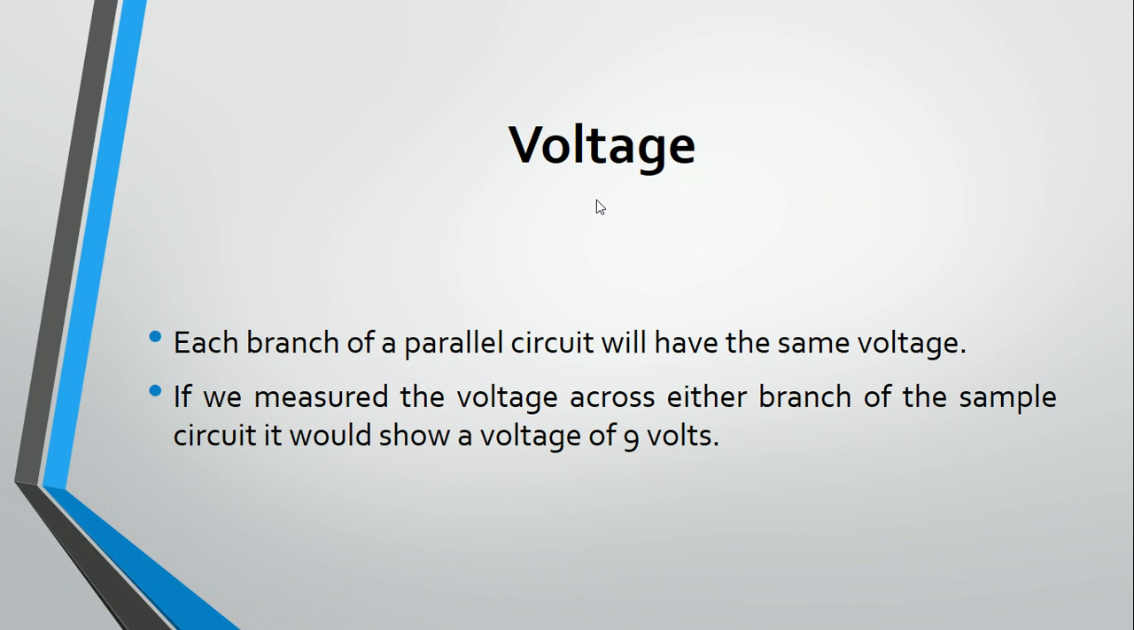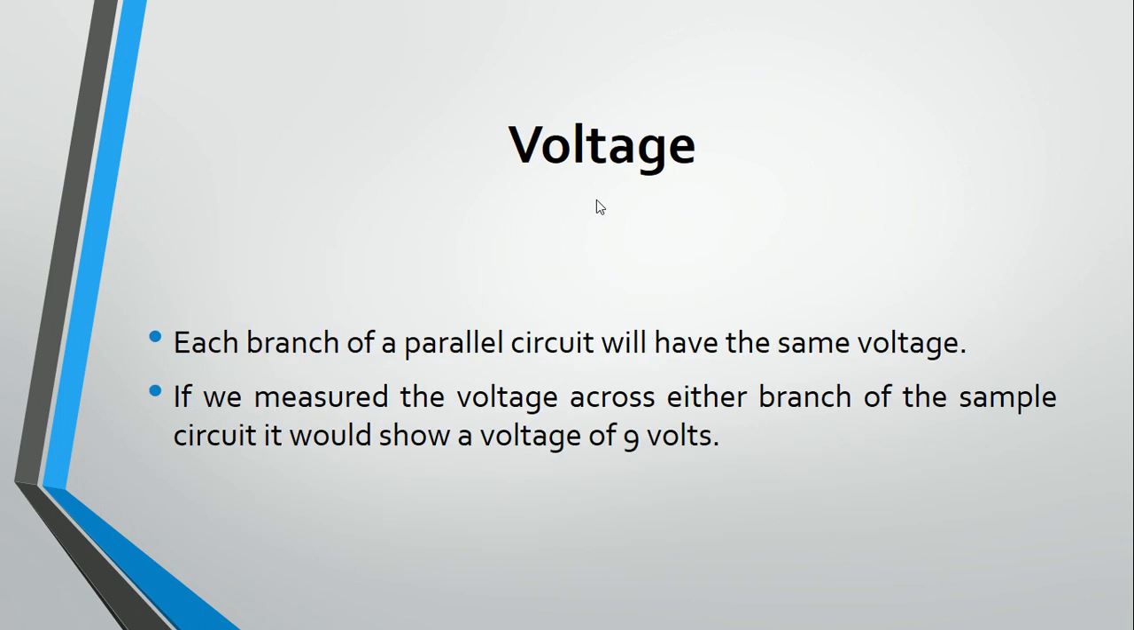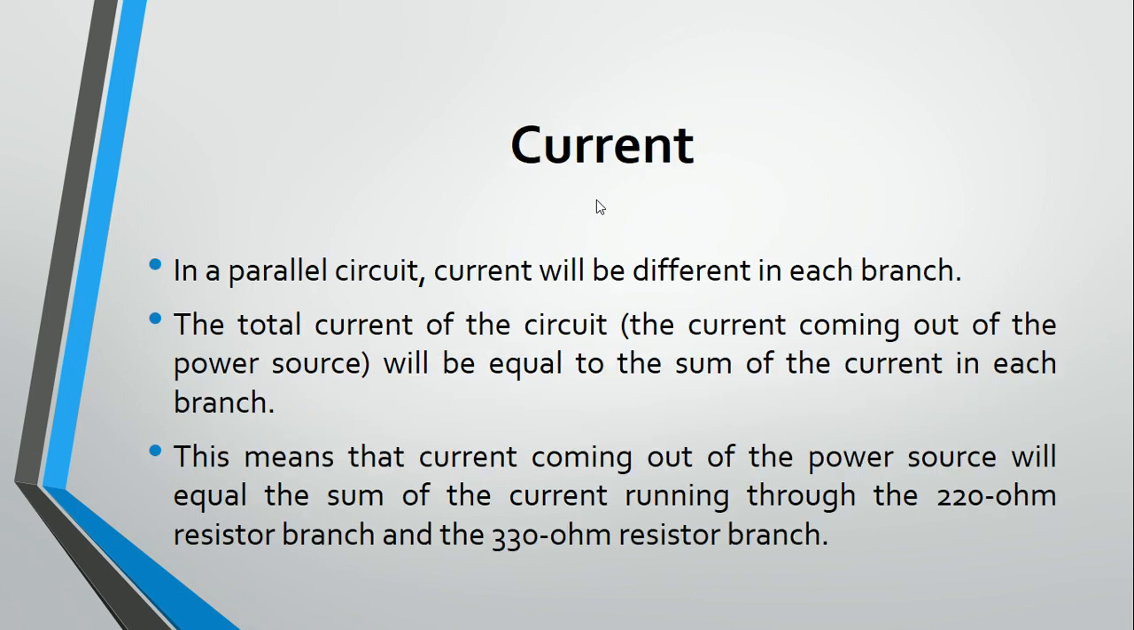And then next we have the voltage. Each branch of a parallel circuit will have the same voltage. If we measured the voltage across either branch of the sample circuit, it would show a voltage of 9 volts. So it is actually easier. Okay, next, for the current, again, in a parallel circuit, current will be different in each branch.